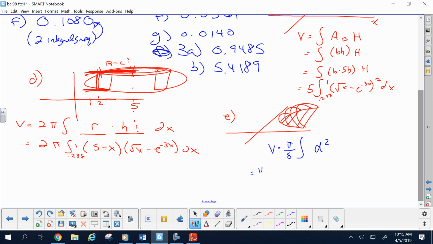So, what's the diameter? There's the diameter. It's vertical, it's upper minus lower. Oh, so that's minus. Oh. Okay.